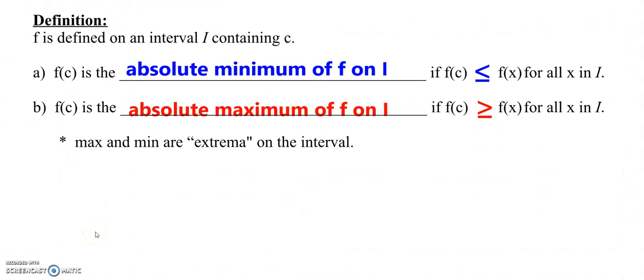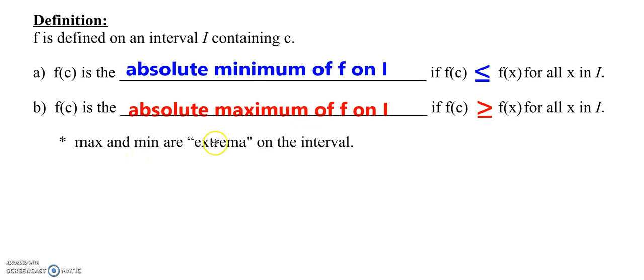Okay, so first, definition. So f is defined on an interval I containing some point c. Okay. So then f of c is an absolute minimum of f on the interval I if f of c is less than or equal to f of x for all values of x in the interval I. F of c is the absolute maximum of f on the interval I if f of c is greater than or equal to f of x on all x in the interval I.